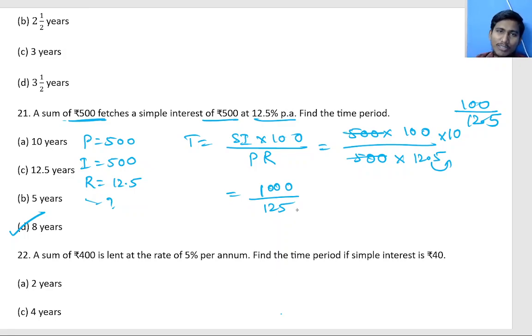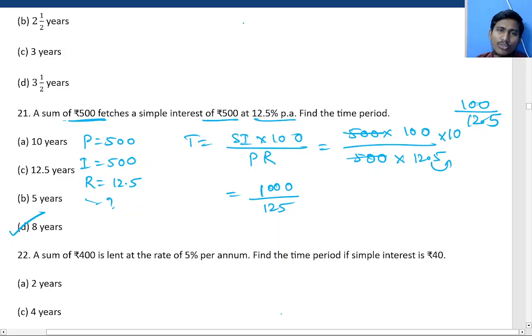So 1000 divided by 125. What we have to do? Just divide it, you will get the answer. 125 8s is 1000. Or if you want, divide with 25. 25 5s are 125. Then you will get the answer as 8. Simplification: divide with 25 first.